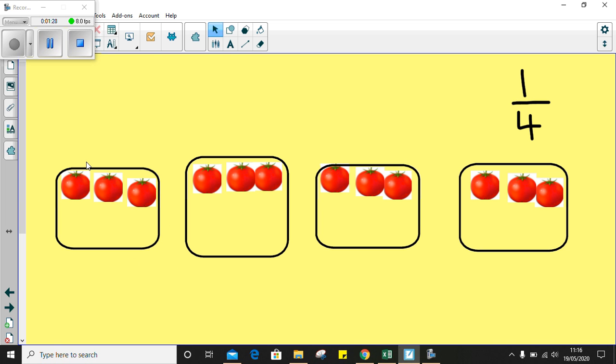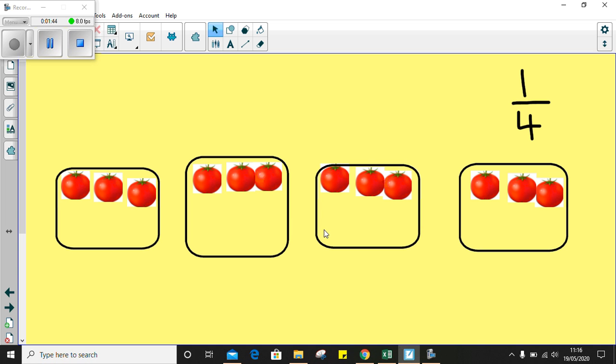Now, if I were looking at 2/4, I'd look at 2 groups. So these two here, then I'd count how many I've got there. So I've got 1, 2, 3, 4, 5, 6. So 2/4 of 12 must be 6.